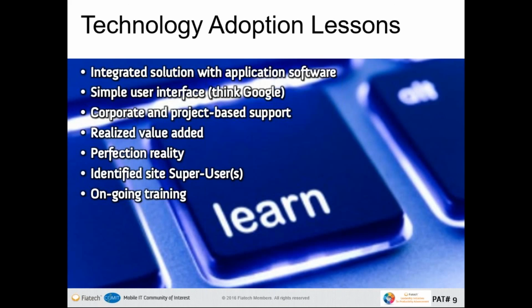The other key adoption lesson is I'm going to mention around support. Okay, so the first one is super users. That's really identifying somebody on the corporate side and on the project side that really is the leader. I'll call them a cheerleader as well. So they're the ones that are pushing the technology and making sure that the users are happy and again, that user experience is always very high.